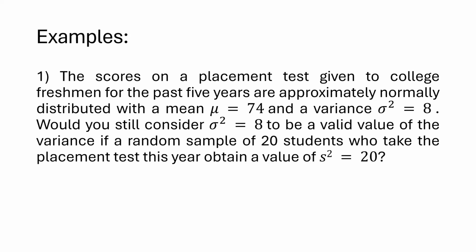Now what has happened is they have taken a sample of 20 students who took the placement test this year and they found out that the variance is 20. Okay, so will you still consider that sigma square equal to 8 is a valid value for the variance? So this is the question.